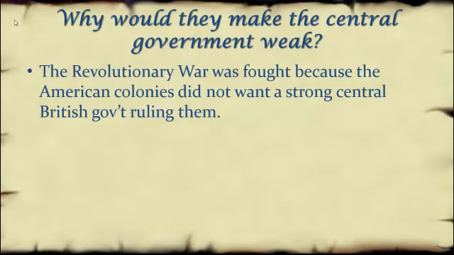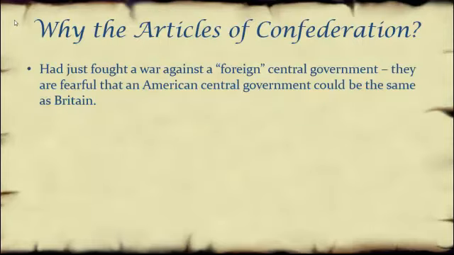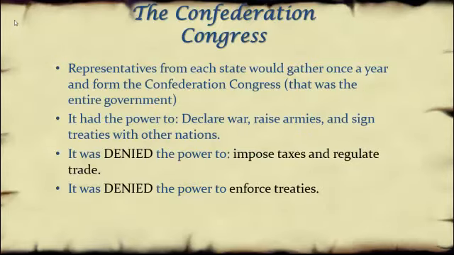The reason that originally the United States didn't trust a strong central government is that the entire Revolutionary War was fought because the American colonies really didn't want that strong British government ruling them. And they had just fought a war, and so they didn't want to set up a government the same as the one in Great Britain. And so the Articles of Confederation set up a government that would be ruled by the Confederation Congress.